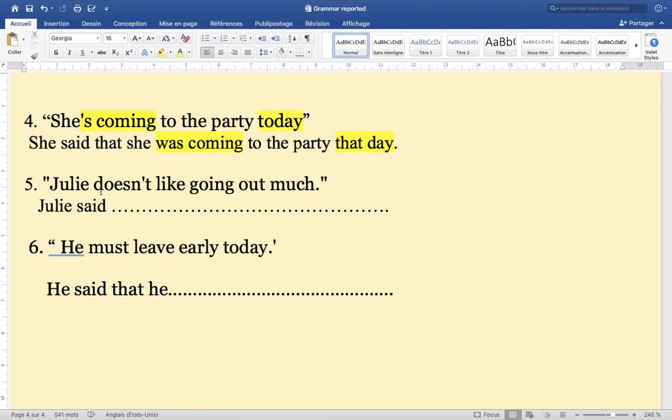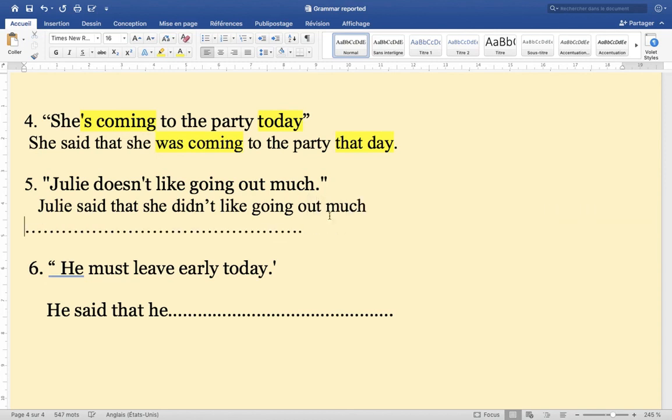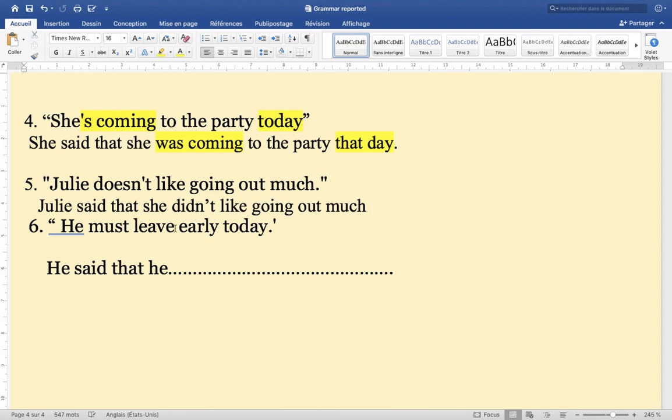Julie doesn't like going out much. What do we have here? This is simple present in negative form, doesn't, which means we're going to put it in the simple past. So Julie said that she didn't like going out much. We have doesn't, so we're going to put it in simple past in negative form, didn't.